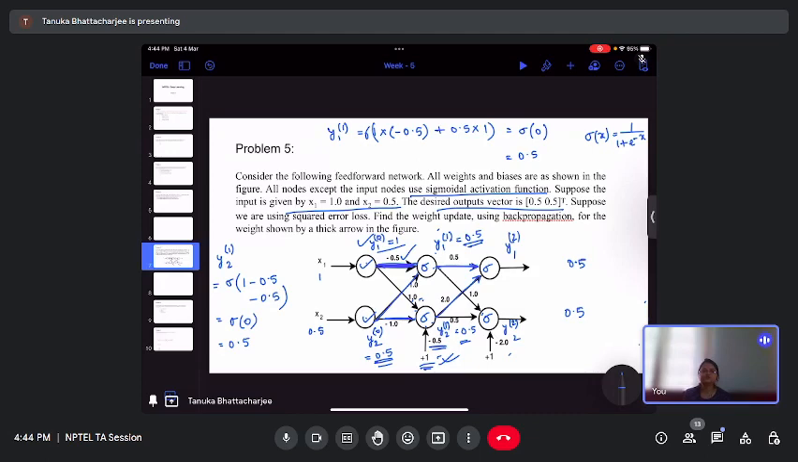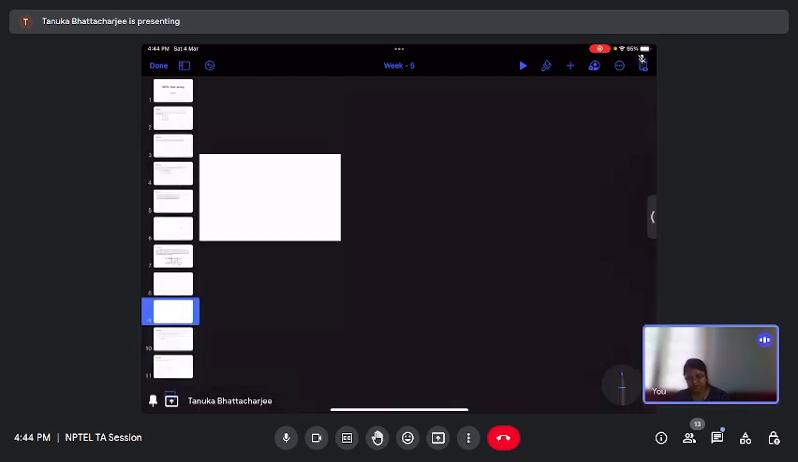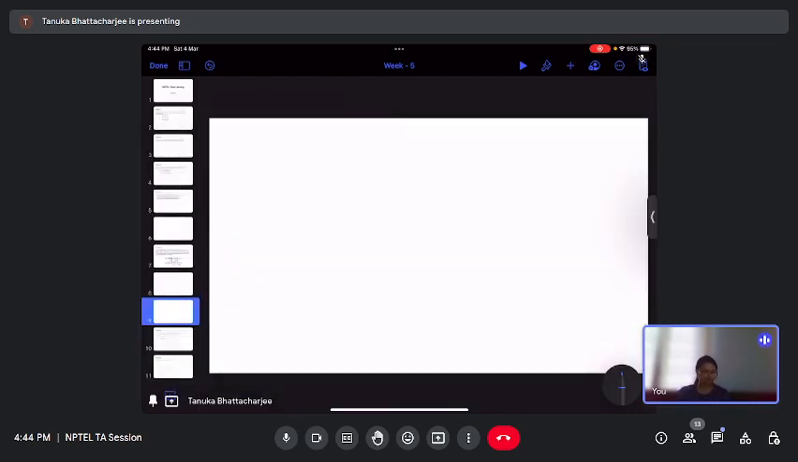Now you have to compute actually the weight update. For that you have done the forward pass, and you have got the final output. Now you have to compute the error and back propagate the error from the last layer to the previous layers to see the updation of weight for this particular neuron. So how do you do the back propagation? If you write down the formula for backward pass, that will be something like this.